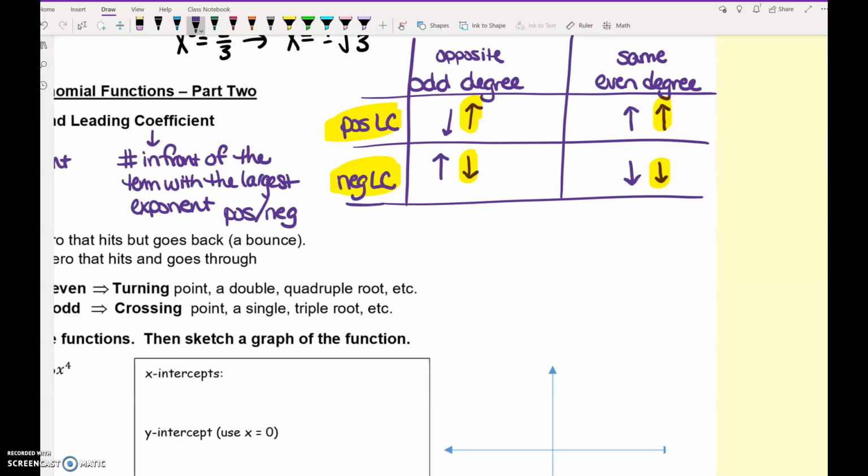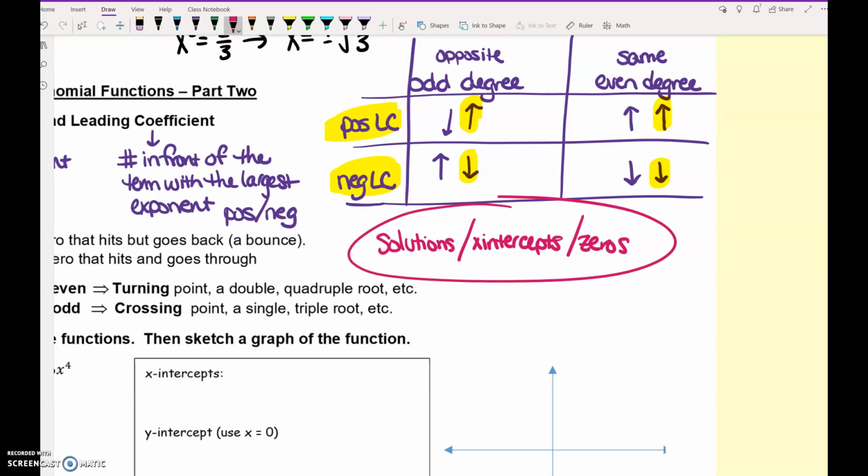So there's two ways to approach these problems. I like to get it factored and solved first, and then go back and look at the degree and the leading coefficient. One other thing that you're really going to need to know today is that solutions, x-intercepts, and zeros, those three terms all mean the exact same thing. We use these three words interchangeably, but they all mean the x-intercepts, the solutions to the equation, the zeros of the function. All of those are where the graph crosses the x-axis.